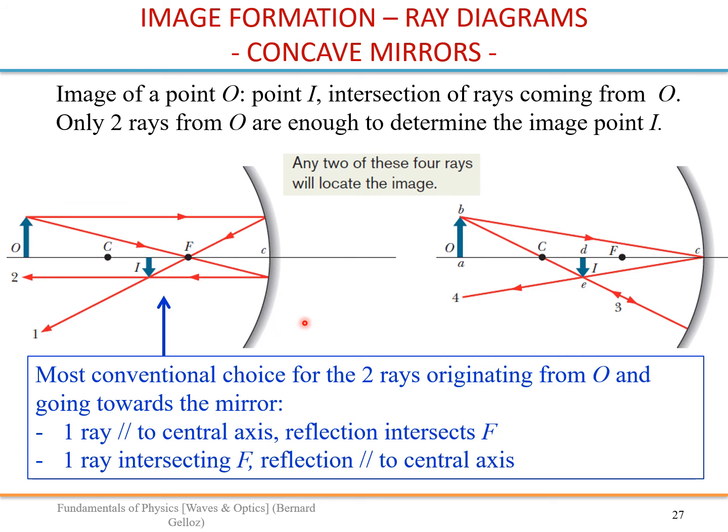Another set of smart rays is shown here. This is the one you should remember very well, because it is used for any kind of optical component. First, you take a ray that is parallel to the central axis, like this one. You know that this ray will focus, so will intersect the central axis at F. So that's an easy ray.